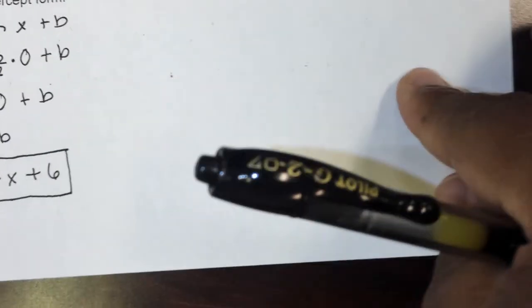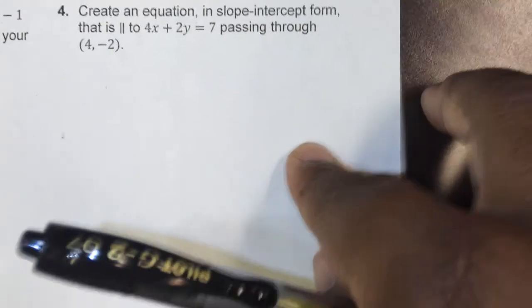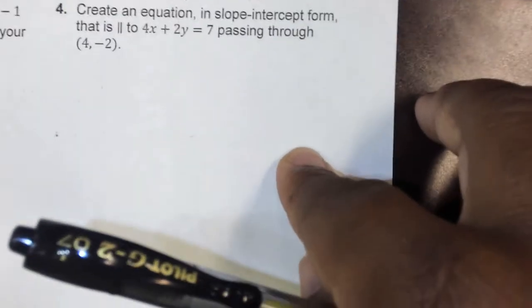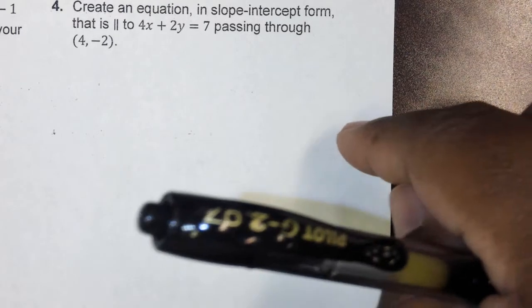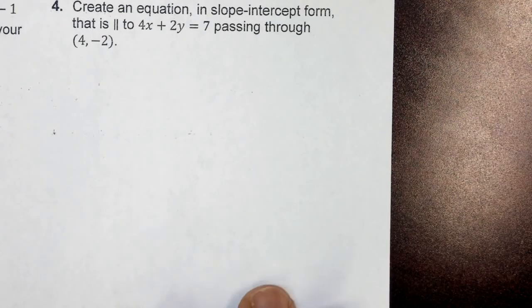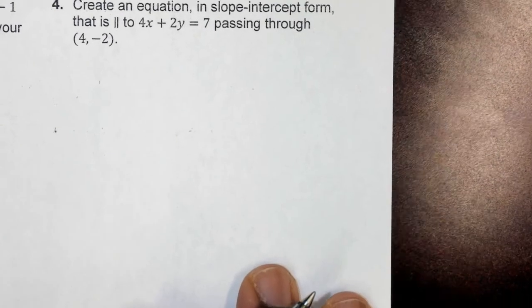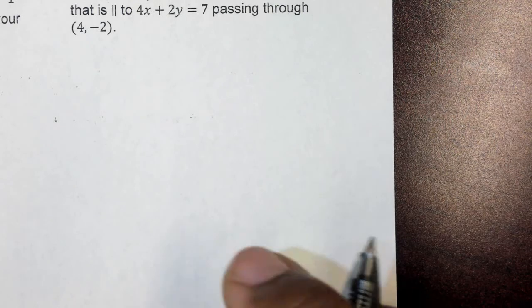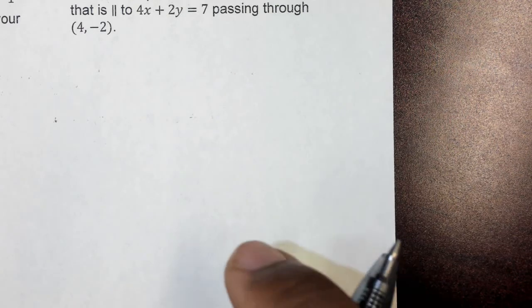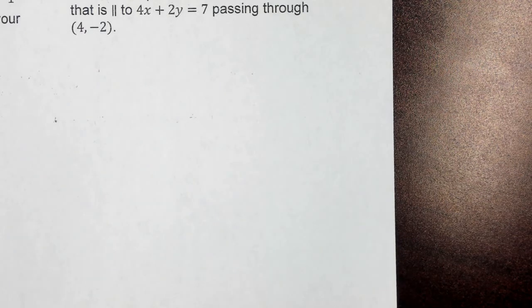Number 4 says create an equation in slope-intercept form that is parallel to 4x plus 2y equals 7, passing through (4, -2). So in this one, we're doing a parallel equation, so we just need a parallel slope. But what do you notice about this? Somebody besides Austin. Somebody besides Emily. Oh, okay, Amanda, go ahead.